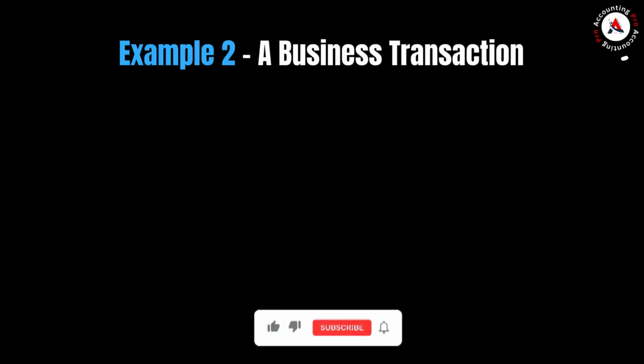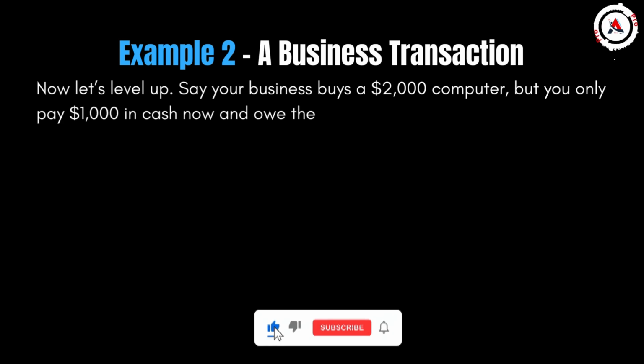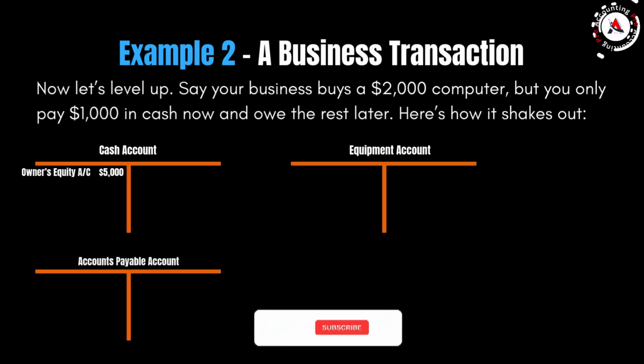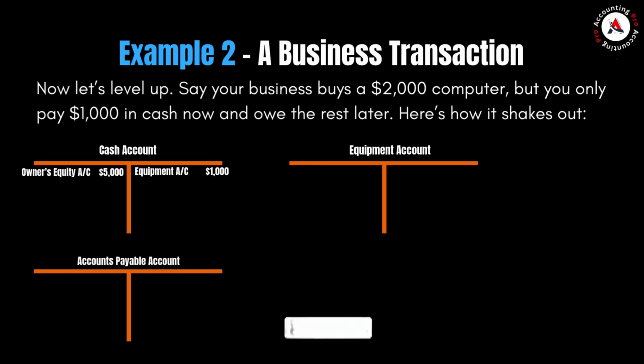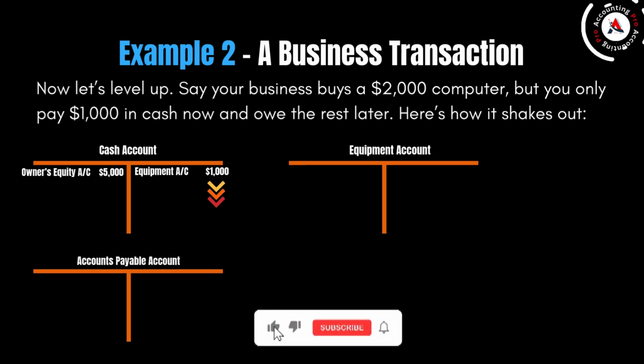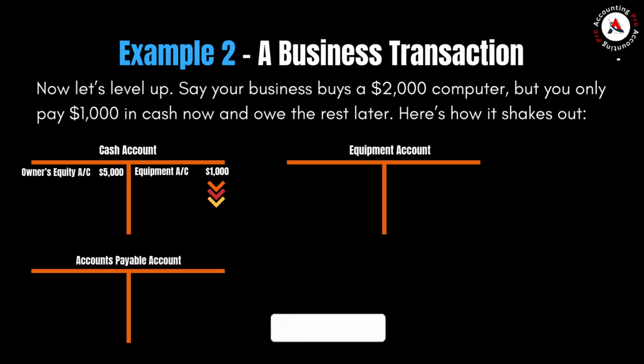Example 2, a business transaction. Now let's level up. Say your business buys a $2,000 computer, but you only pay $1,000 in cash now and owe the rest later. Here's how it shakes out. Cash decreases by $1,000. Since cash is an asset, a decrease goes on the credit side. Equipment increases by $2,000, the full value of the computer. Assets increase with a debit, so $2,000 goes on the left.